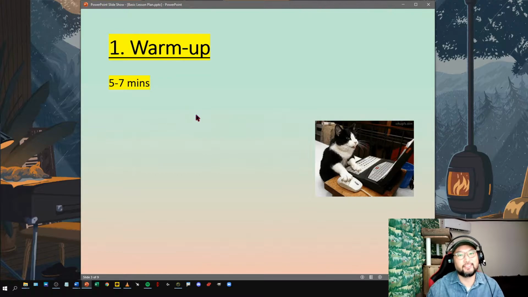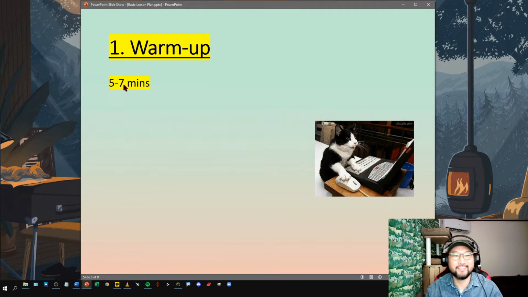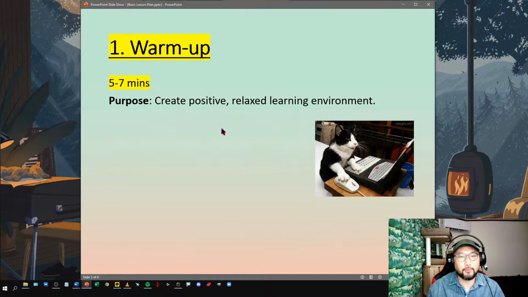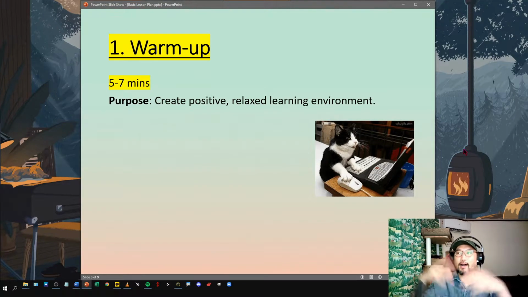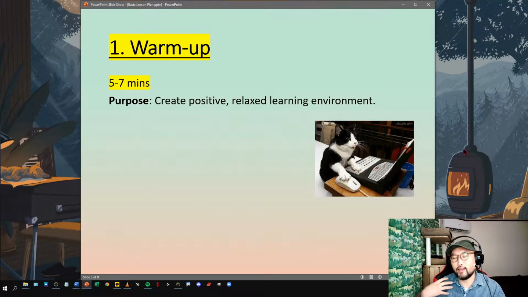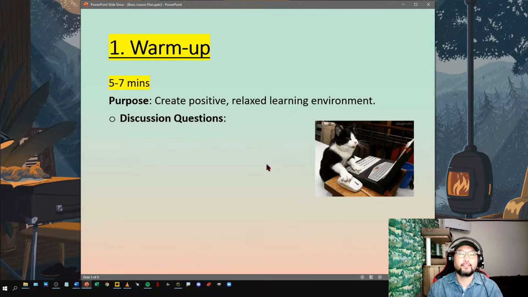The warm up, generally 5 to 7 minutes long. Doesn't have to be exactly in this specific time frame. Basically, the purpose of the warm up is so that you can create a positive atmosphere for your students. You can create a more friendly atmosphere by having some very effective warm-up activities. And my favorite warm-up activity is using the discussion question activity.